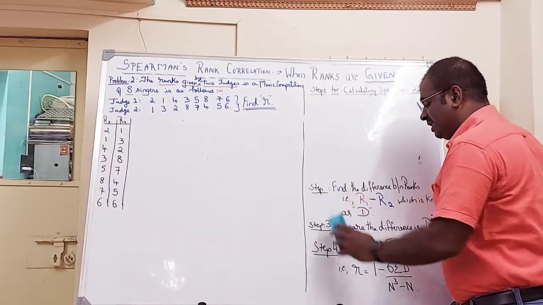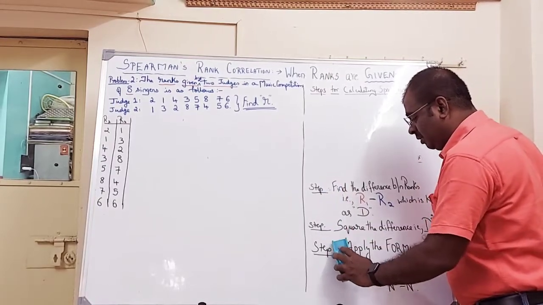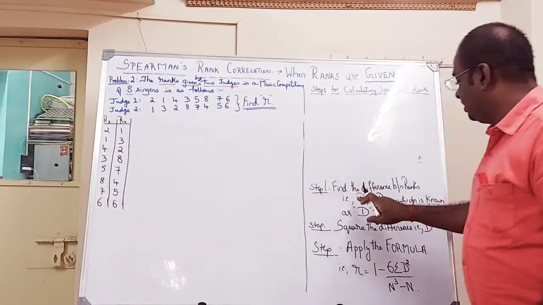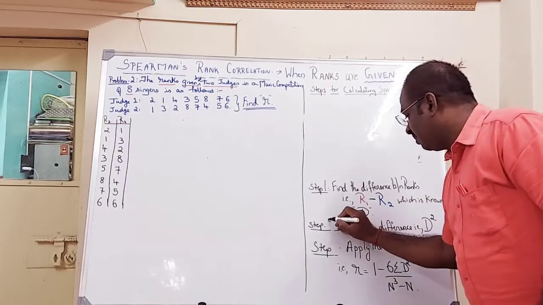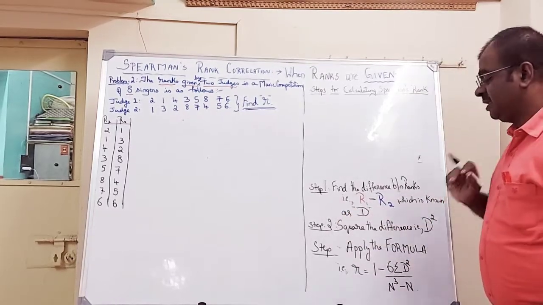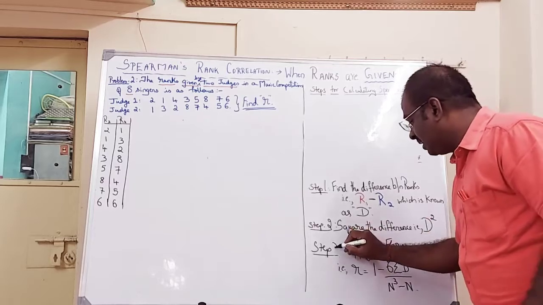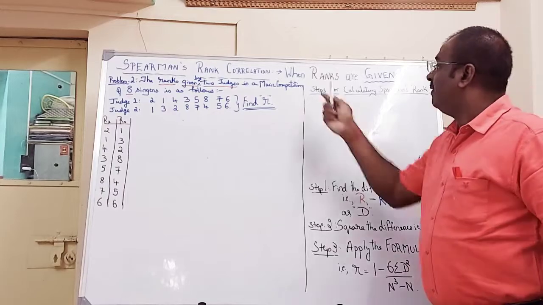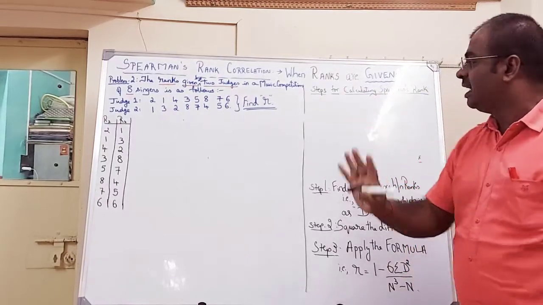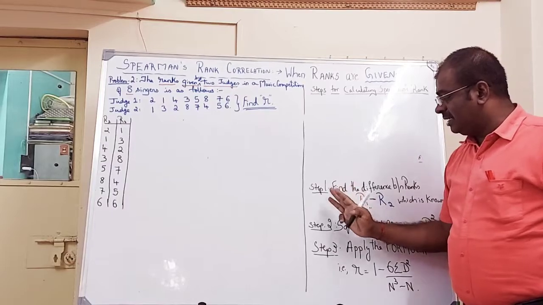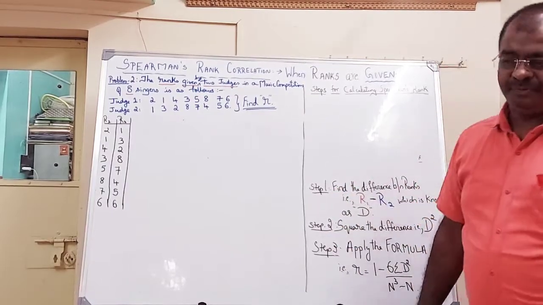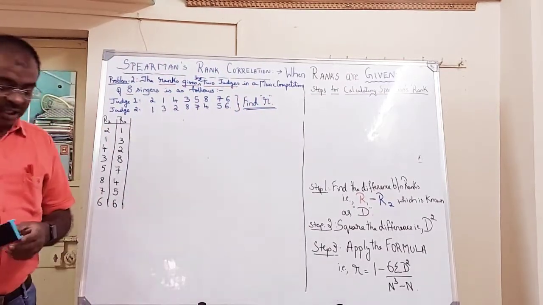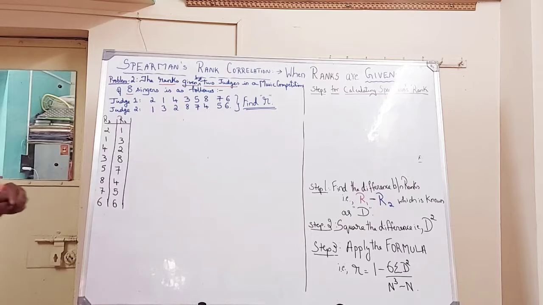So the 4 steps decrease to 3 steps. Step number 1 is finding the difference between R1 and R2. Step number 2 is squaring the difference, d square, and step number 3 is applying the formula. So when ranks were not given, we had 4 steps, and when ranks are given, we have only steps 1, 2 and 3. This has to be kept in mind. Now let us solve the problem.